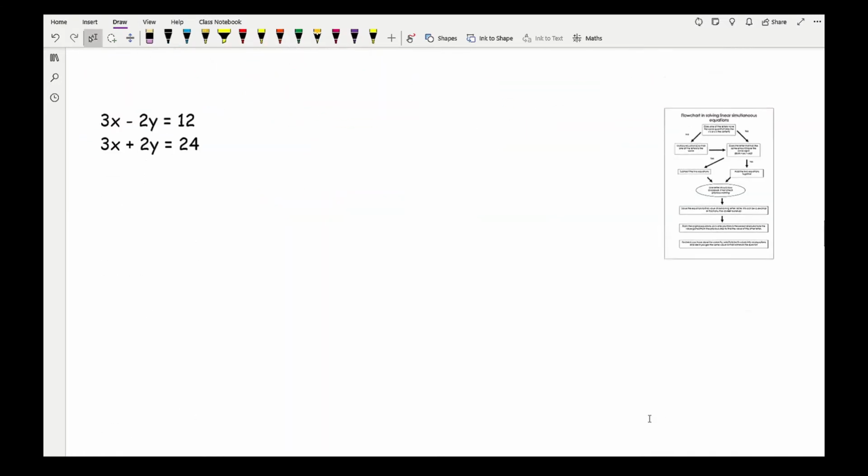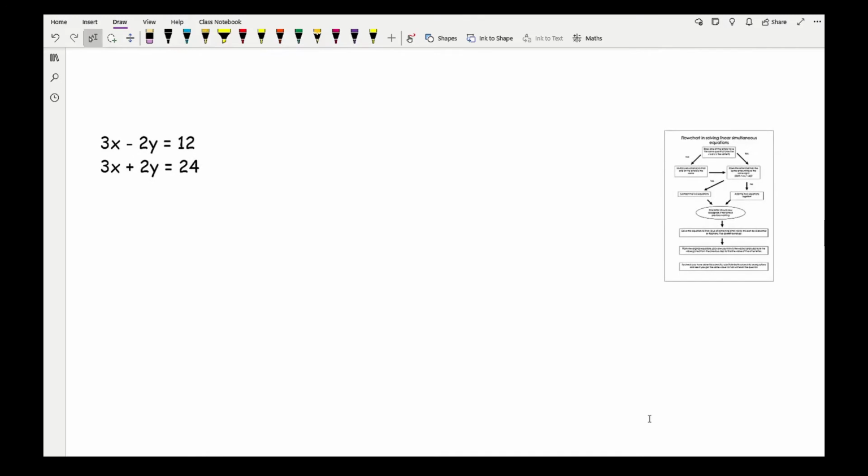Now moving on to our next question. Again, we asked ourselves, have we got the same number of x's? Yes. Have we got the same number of y's? Yes. Because I've got the same number of x's and y's in both, but the signs are different, I can pretty much choose which operation I want to go for. So you can either choose to add or subtract. Let's just go for making the x's the same, so I'm going to take away.